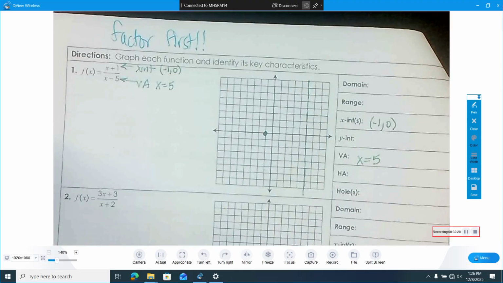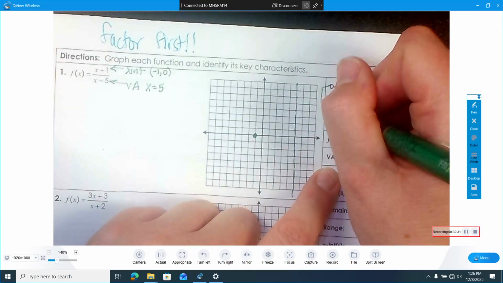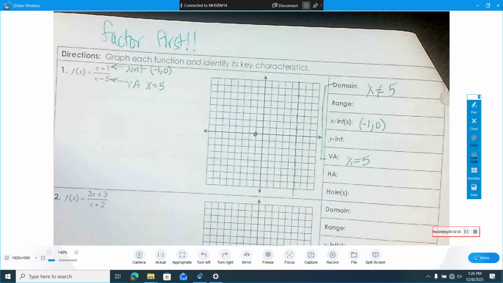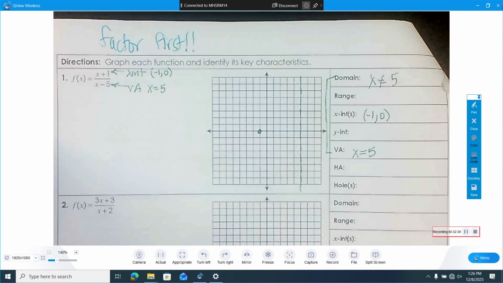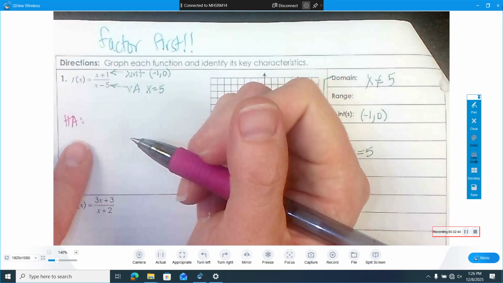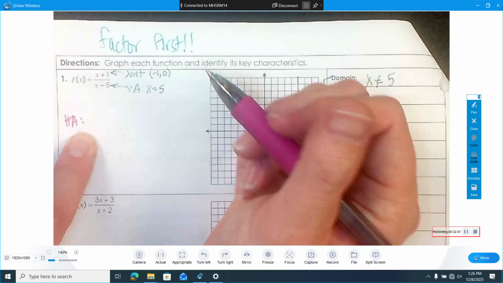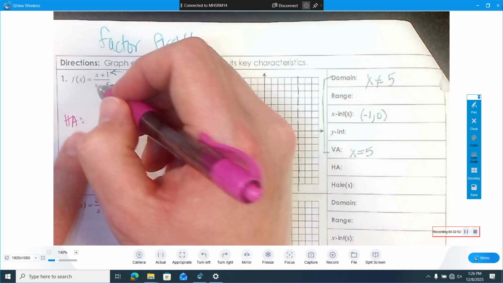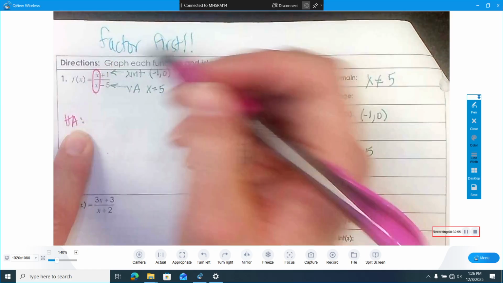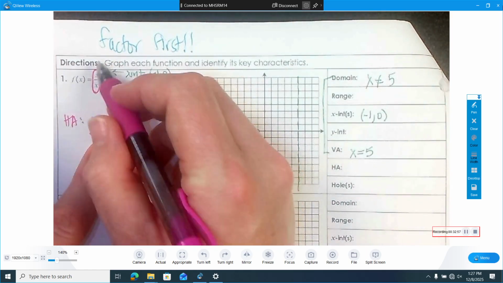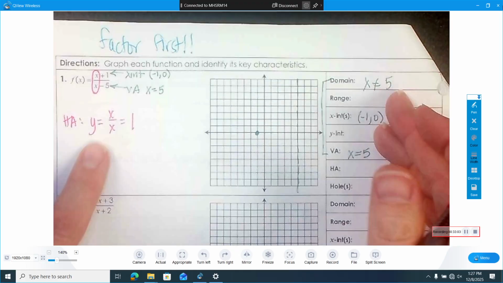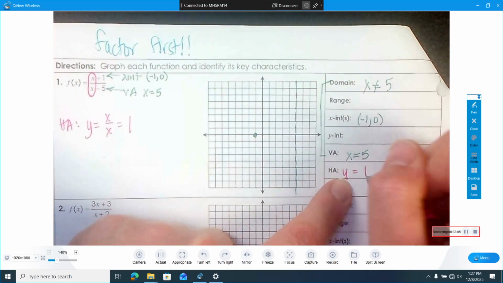So 2 pieces of information. Oh, also, the domain and the vertical asymptote go together. X is not allowed to equal 5. What's the horizontal asymptote? The horizontal asymptote is 1. It comes from reducing. If they have the leading terms here, we just look at the leaders, and x divided by x is 1. So that's our horizontal asymptote, y equals 1.